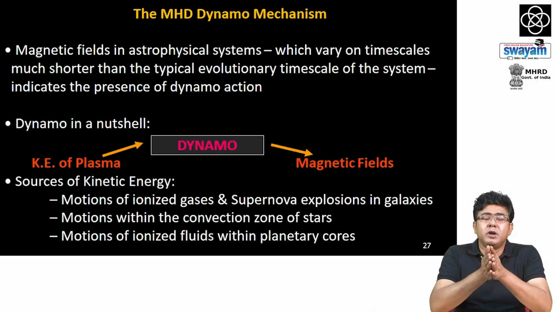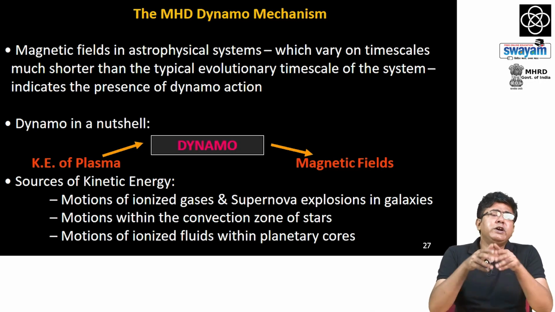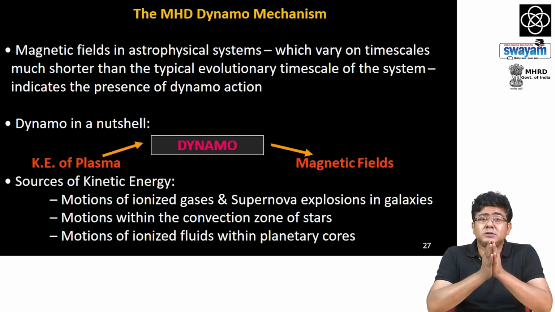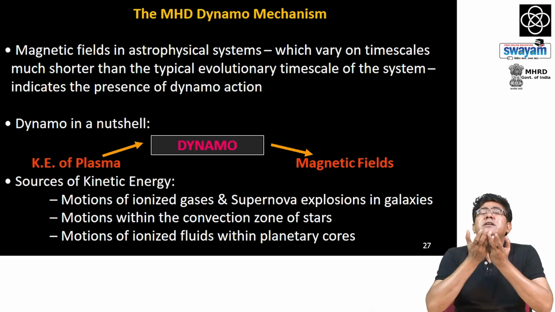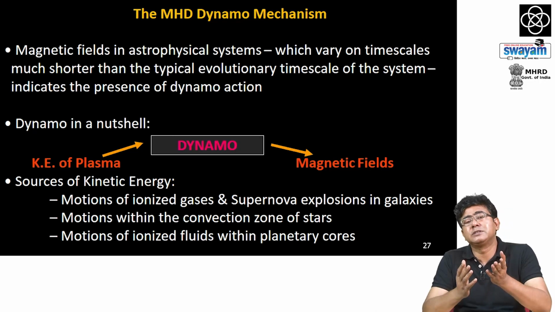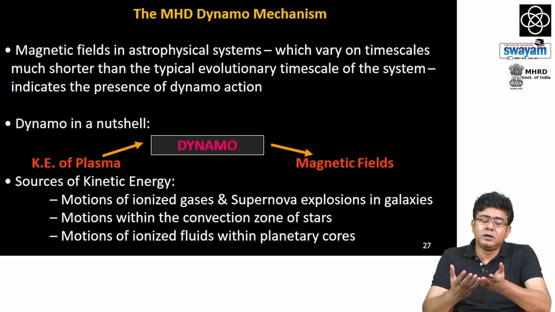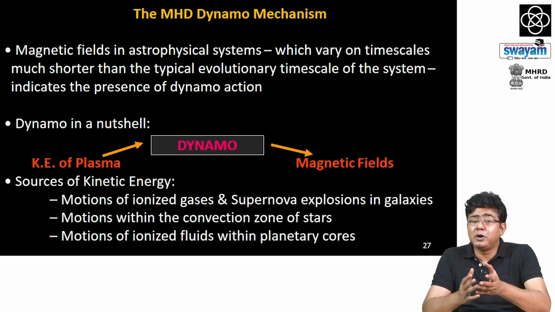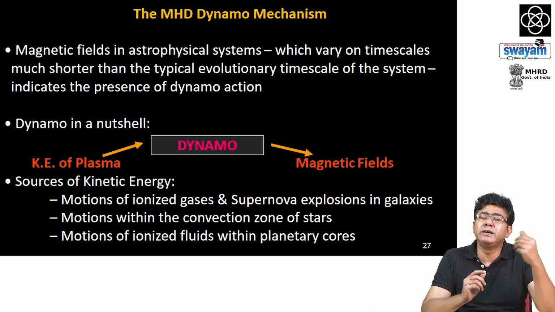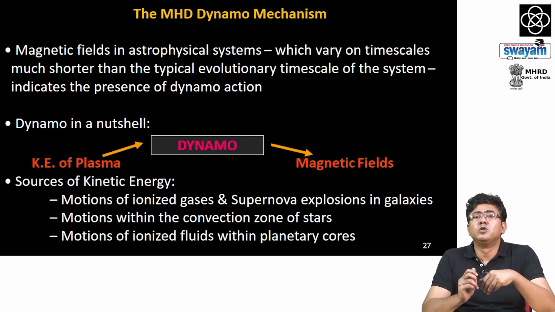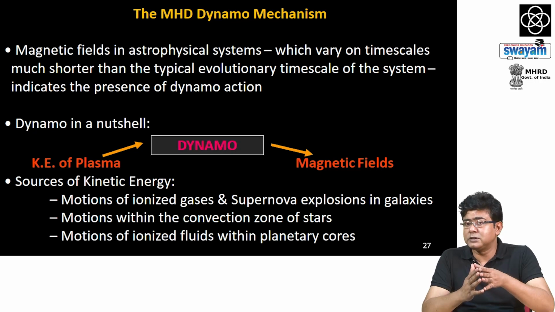Okay. So, if you do not want to worry about the great details of this process, and just want a very vague idea of how magnetic energy is generated in astrophysical systems through a dynamo process, you can simply imagine the dynamo as a black box, which converts the kinetic energy of plasma to magnetic energy, and therefore produces magnetic fields. Now, is such a mechanism possible?